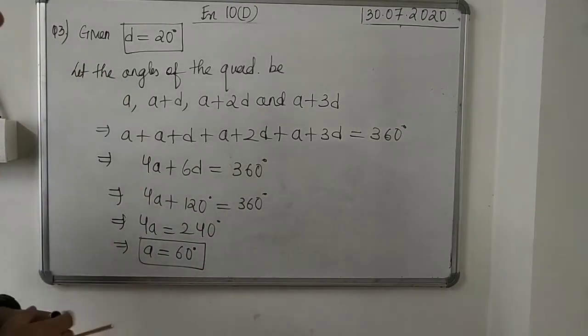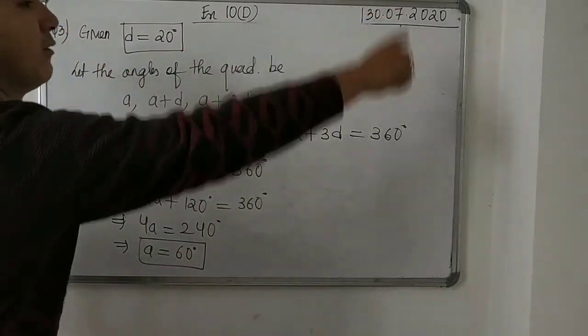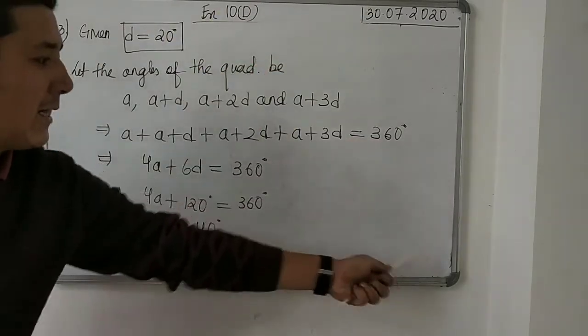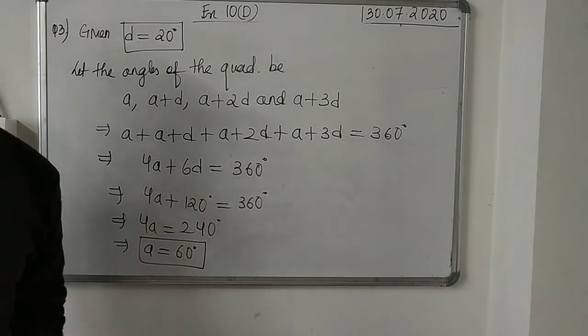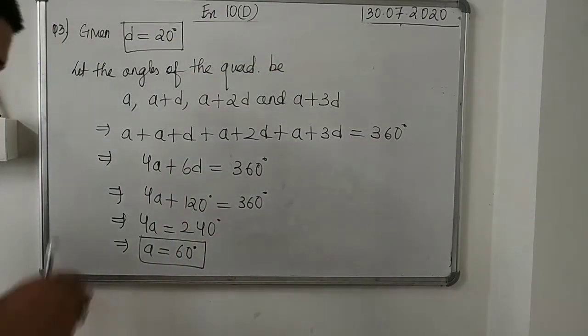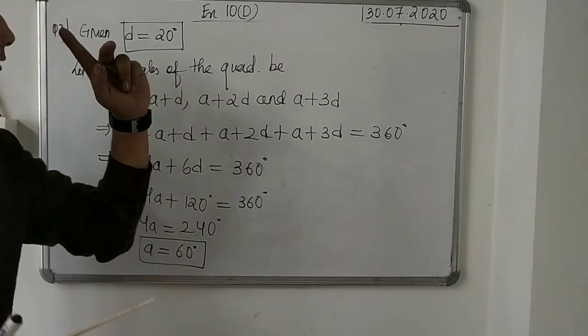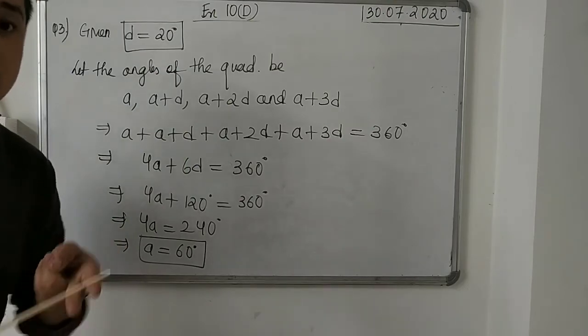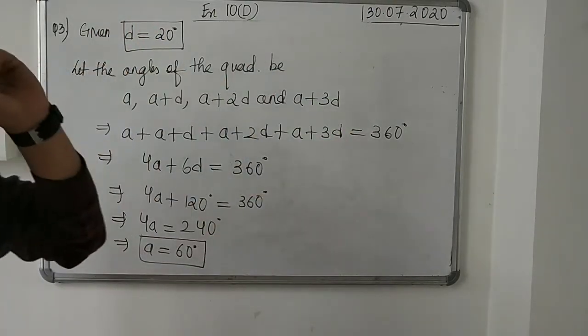So we have to imagine the figure of a quadrilateral. Quadrilateral means a four-sided figure, isn't it? So all the angles of this quadrilateral are in AP. Now, don't get mixed up. In number 1 and number 2, we are using the consecutive terms formula, isn't it? When the sum is given to us. So please keep that in mind.